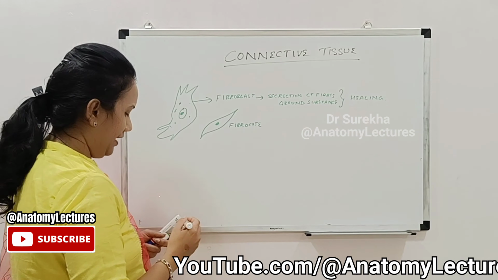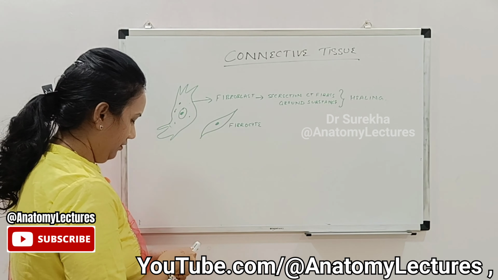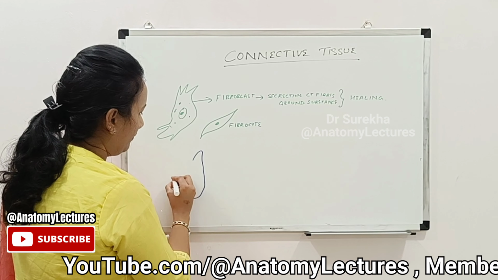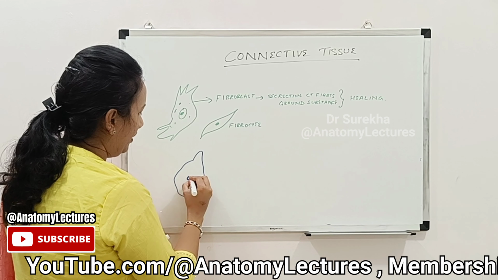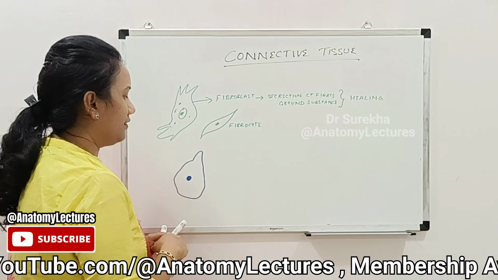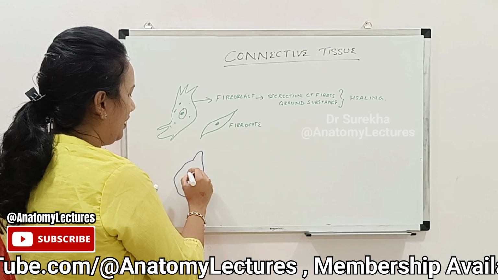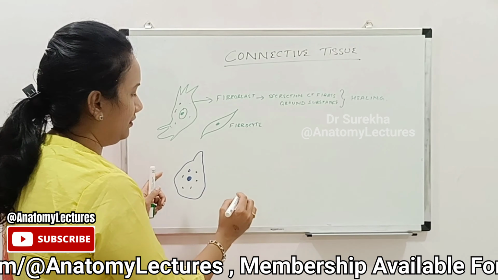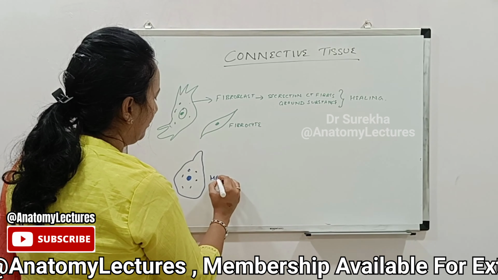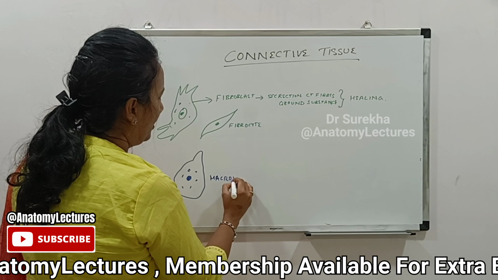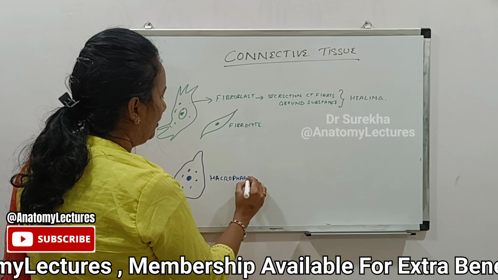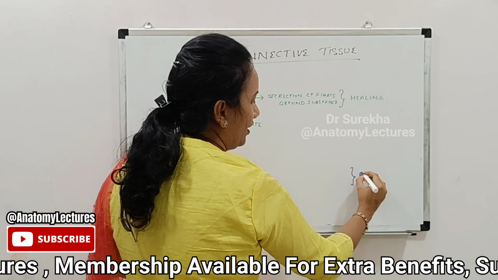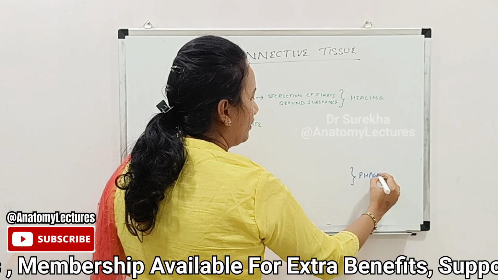The other cell is the macrophage. So the macrophage, if you see, also has an irregular outline and it has some processes. So this is a macrophage. What is the important function of this macrophage? It has a function of phagocytosis.